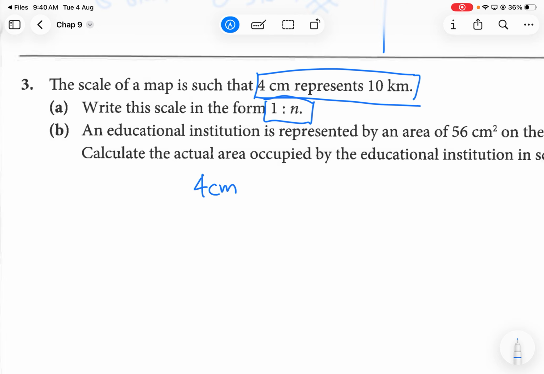Second part is talking about area. I need a scale factor for area. Okay? So, here, pay attention. If my scale factor now is 1:10.